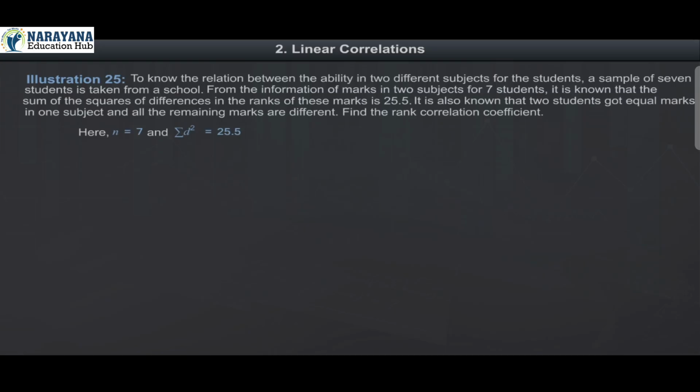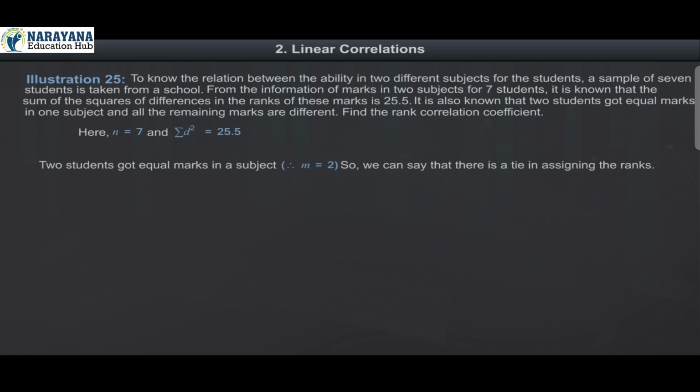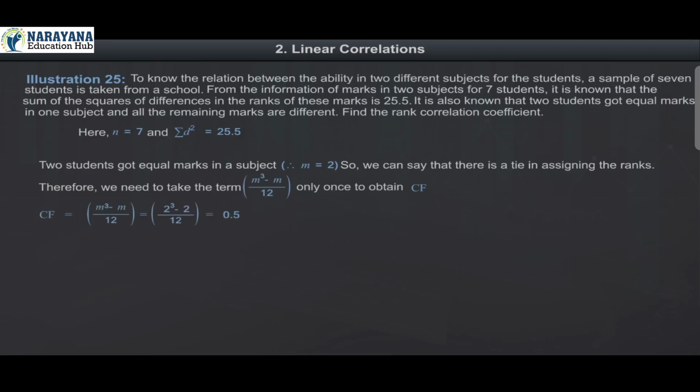Here n is equal to 7 and sigma d square is equal to 25.5. 2 students got equal marks in a subject. Therefore, m is equal to 2. So we can say that there is a tie in assigning the ranks. Therefore, we need to take the term m cube minus m divided by 12 only once to obtain CF. CF is equal to m cube minus m divided by 12, is equal to 2 cube minus 2 divided by 12, is equal to 0.5.